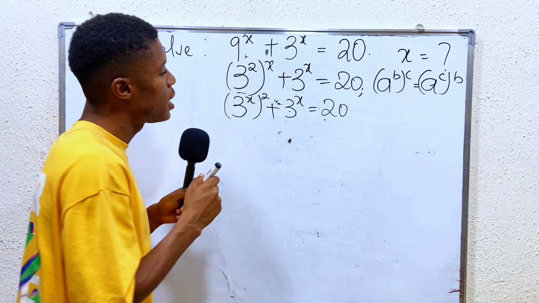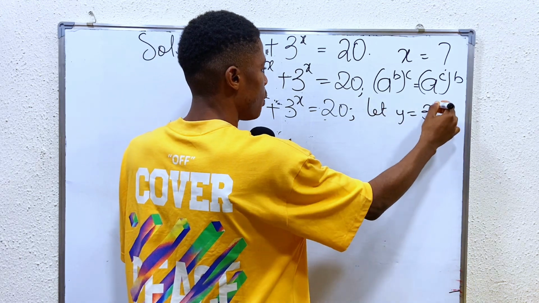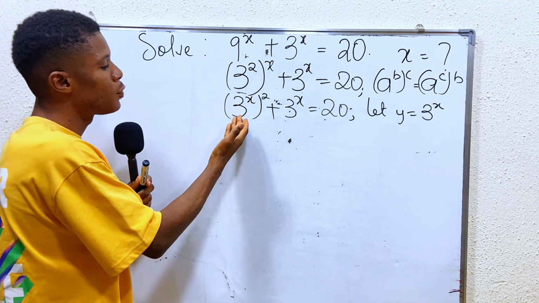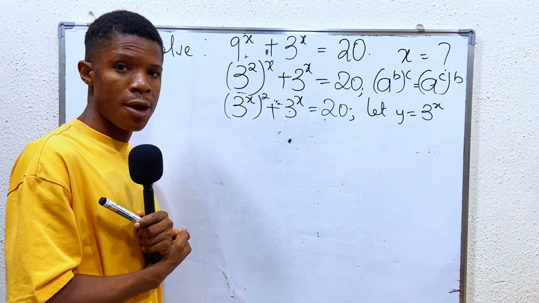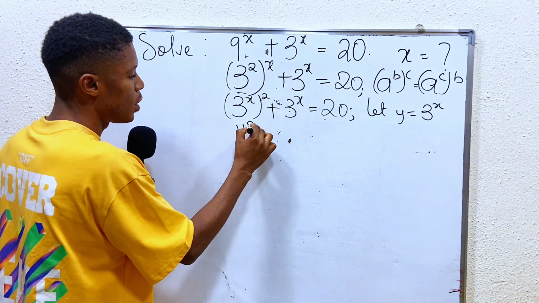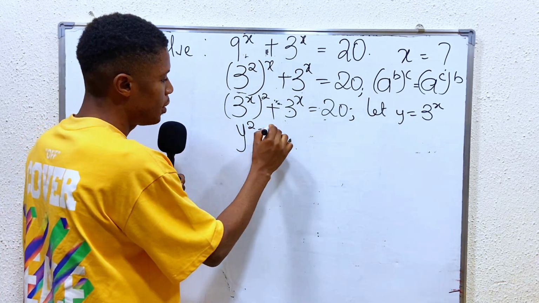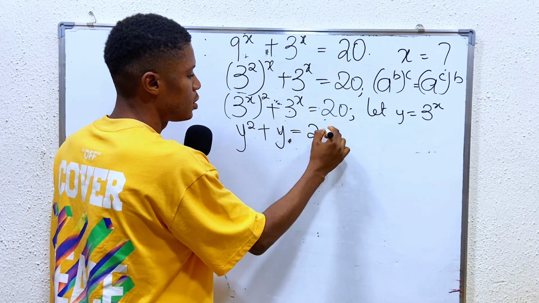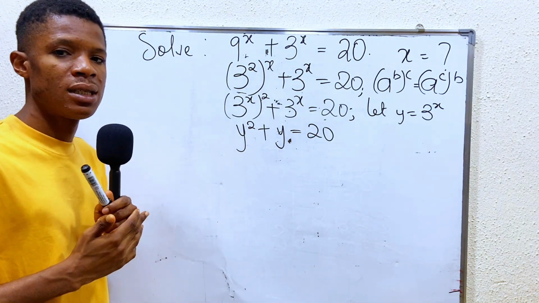Okay? So if you have this now, we can now clearly redefine the terms of x. Here, we can now say, let y be equals to 3 power x. If we choose y to be 3 power x, we can now replace each term of 3 power x to be y. So we can say that y squared, because 3 power x is now defined to be y, then plus 3 power x is here, so I'll say plus y is equals to 20. Okay, this clearly looks like a quadratic equation.